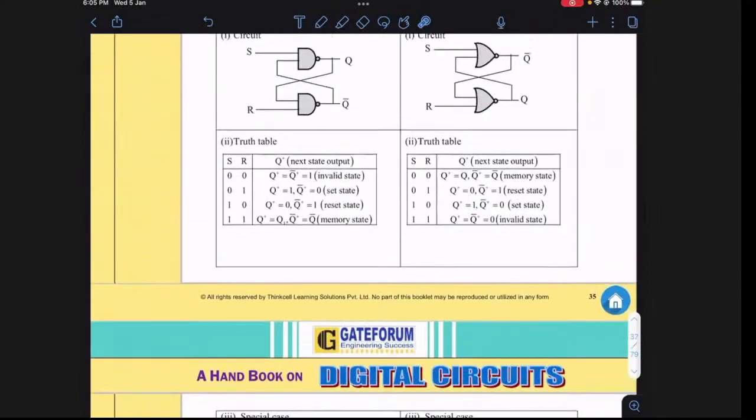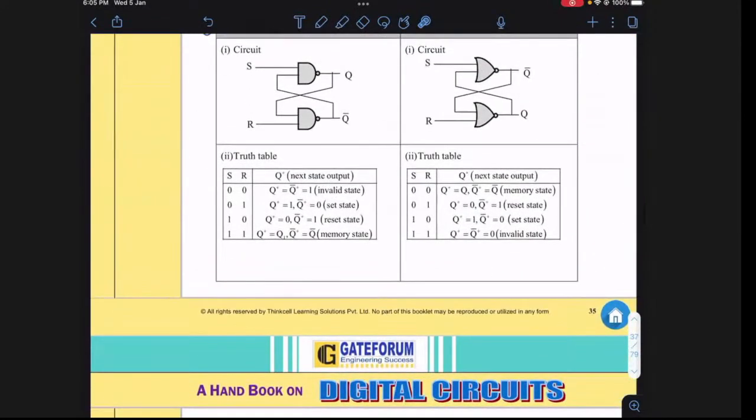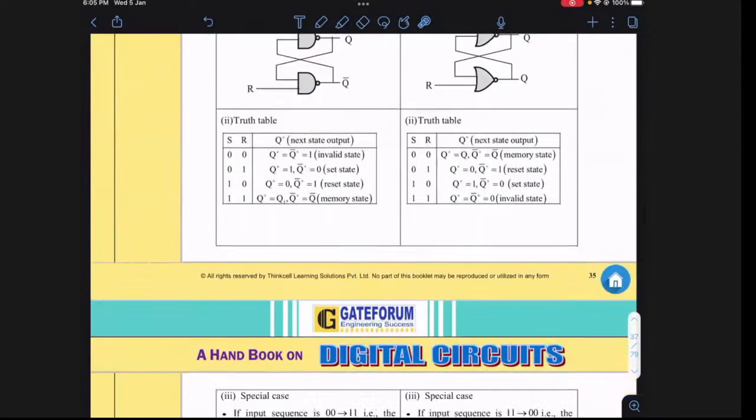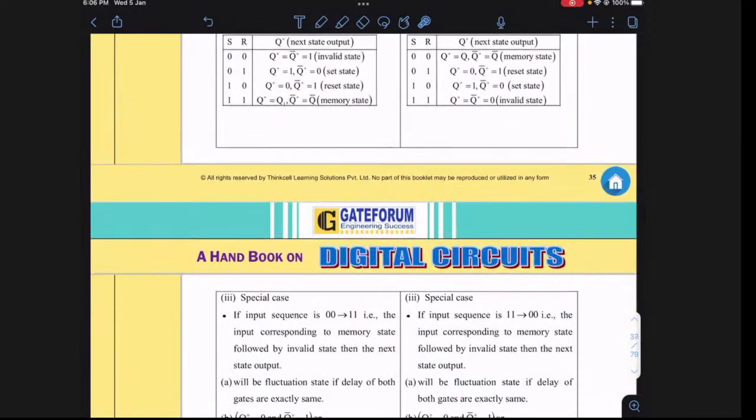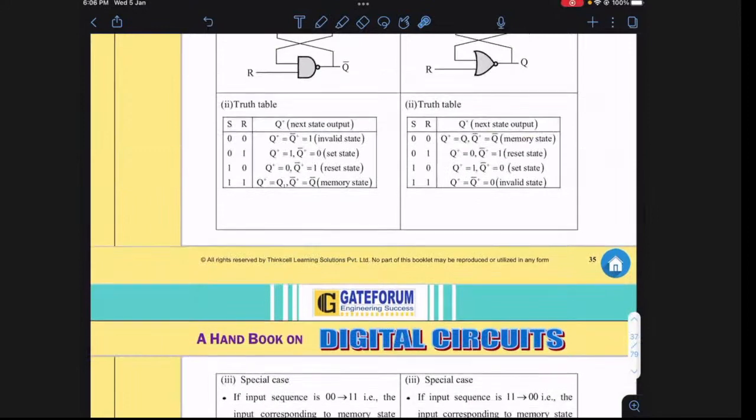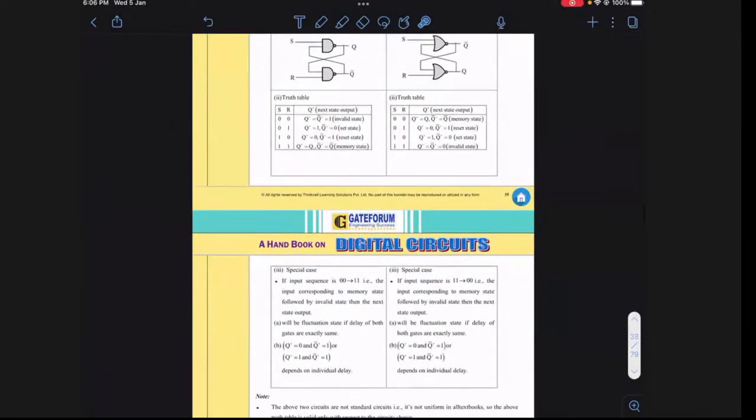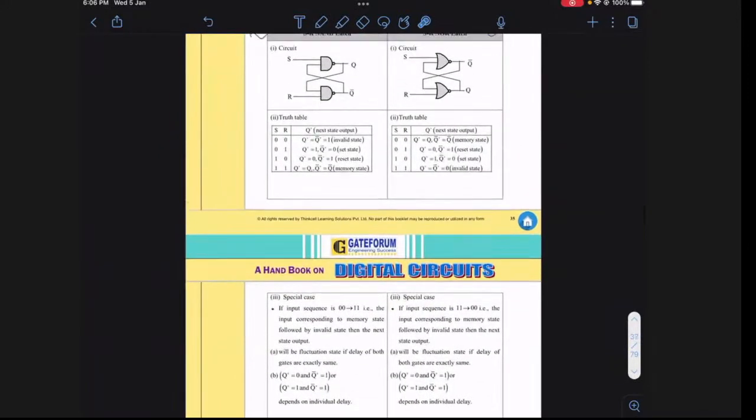Here is one important point from where the majority of questions have been targeted in the last couple of years. Remember, in case of the NAND latch, I have written something called a special case.